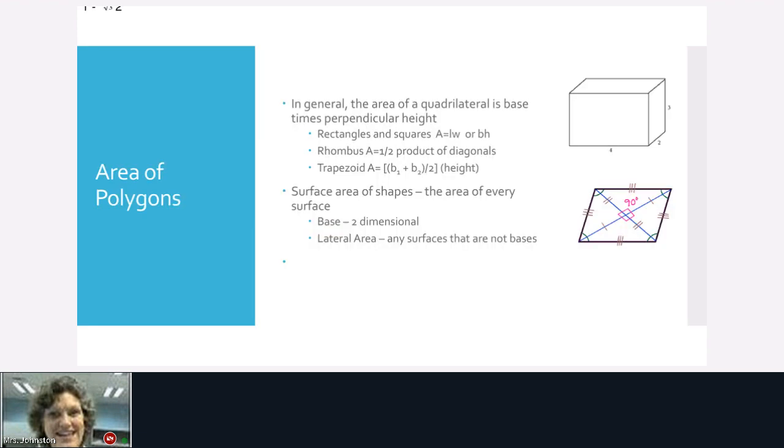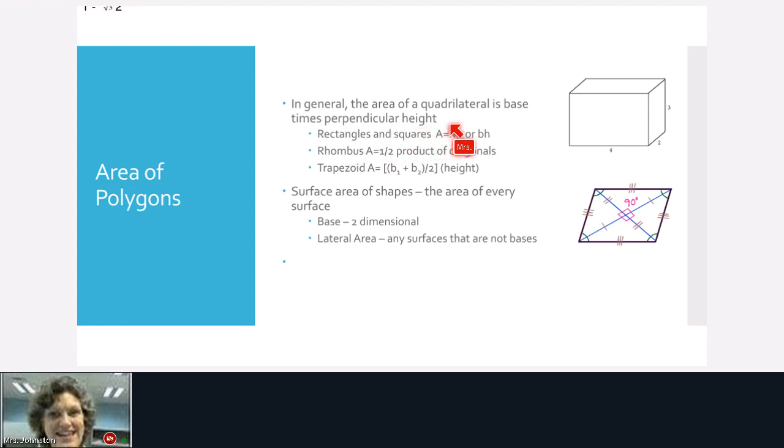This unit is on area and volume, and we started out by talking about the area of polygons. Polygons literally means many sides, and a polygon is a flat surface, a two-dimensional surface. So in general, the area of quadrilaterals, which is a four-sided polygon, is the base times the perpendicular height.